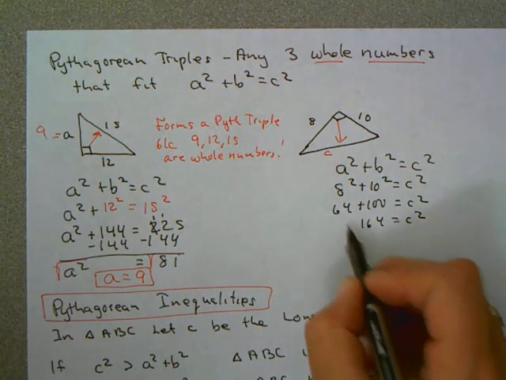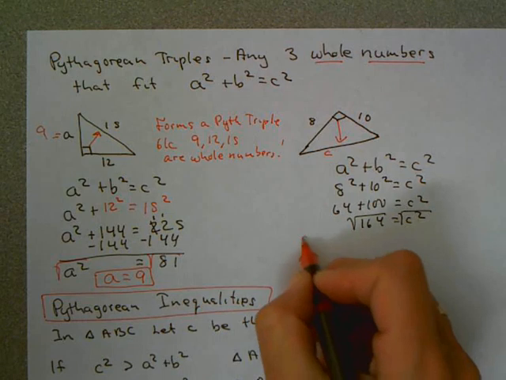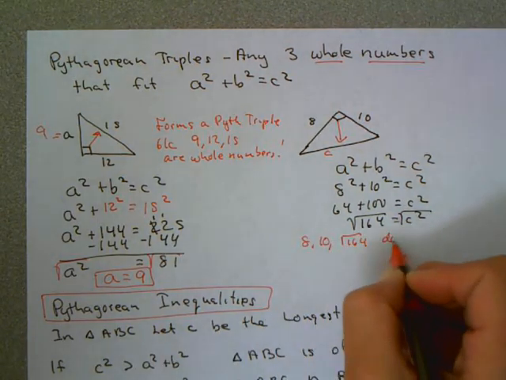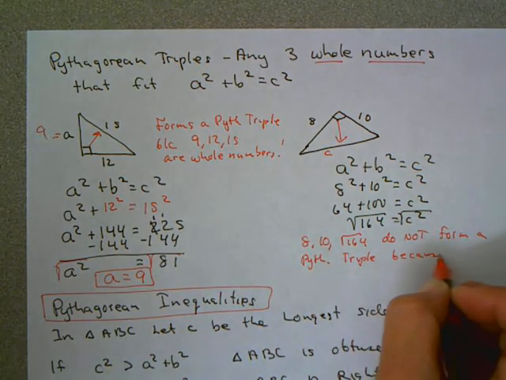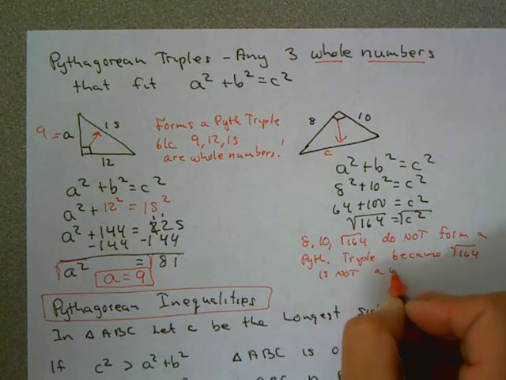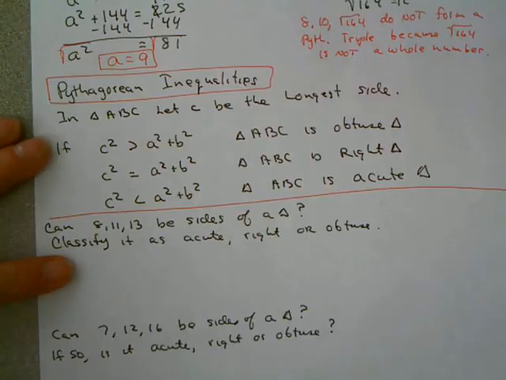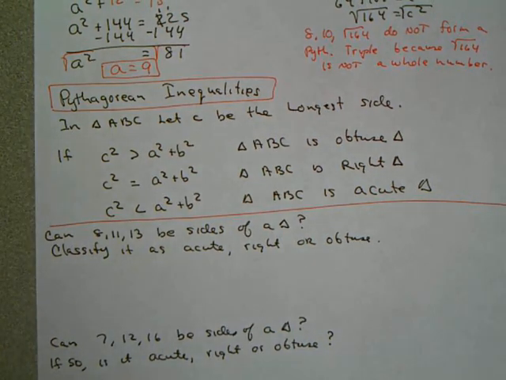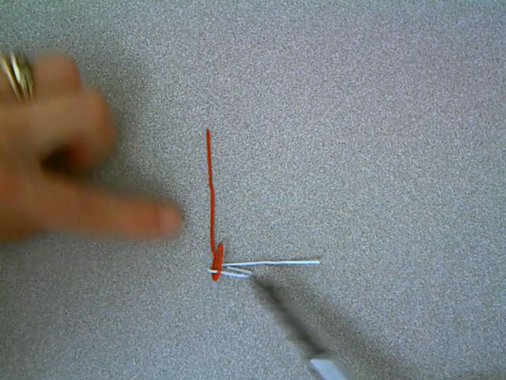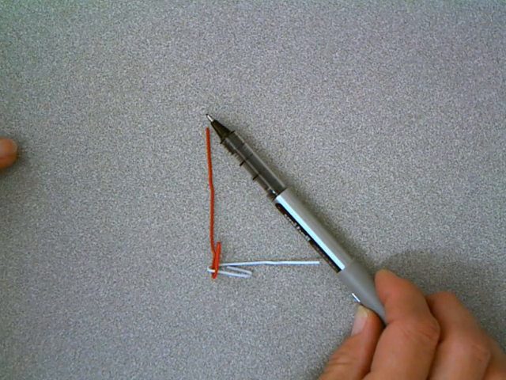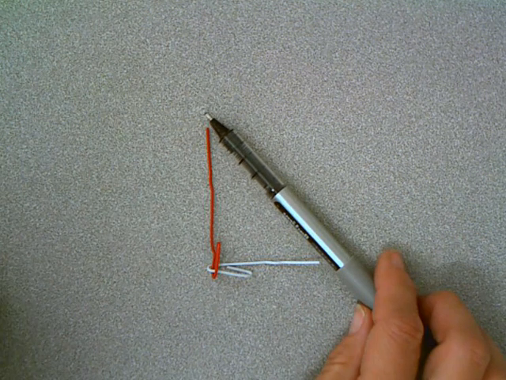So that works. Now let's look at this one. And I think a squared plus b squared equals c squared. Well, c is right here, so I've got 8 squared plus 10 squared equals c squared. 64 plus 100 equals c squared. 164 equals c squared. Well, that's not going to work out very well. That's not a perfect square. So I would just say c is going to be the square root of 164, so 8, 10, and square root of 164 do not form a Pythagorean triple because square root of 164 is not a whole number. So that's the sort of thing you're going to do for that.